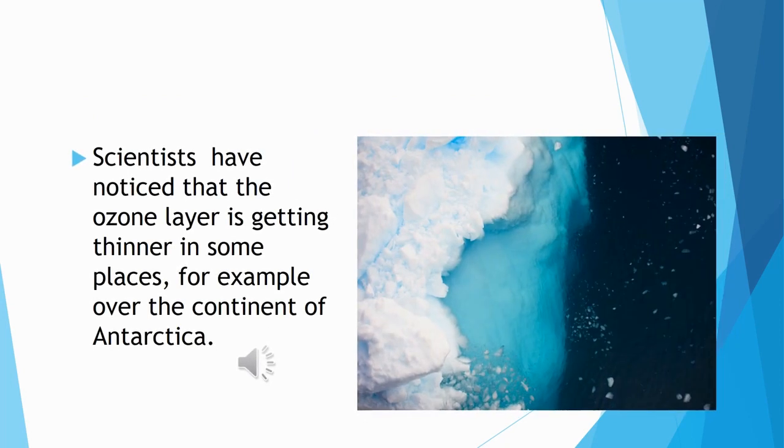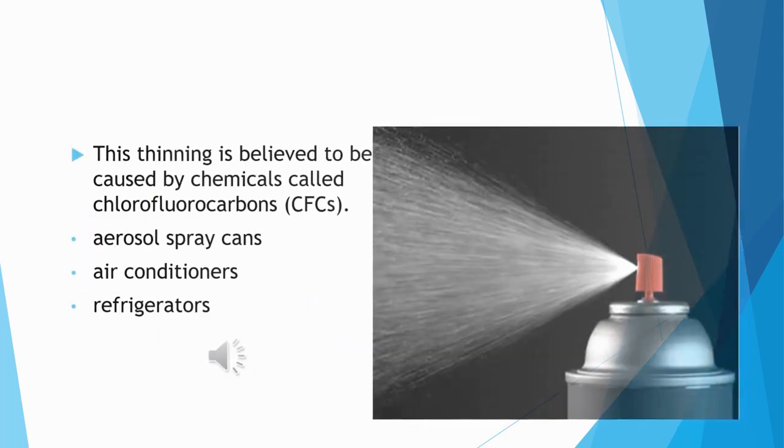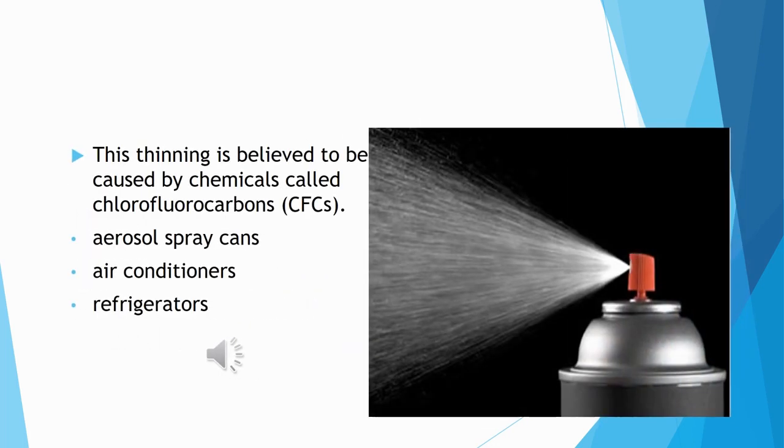In recent years, scientists have noticed that the ozone layer is getting thinner in some places. For example, over the continent of Antarctica. The thinning is believed to be caused by chemicals called chlorofluorocarbons, CFCs, which are used in many manufactured goods found around your homes, like aerosol spray cans, air conditioners, and refrigerators.